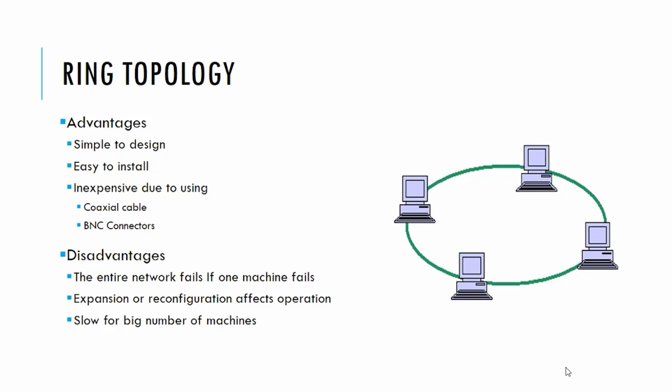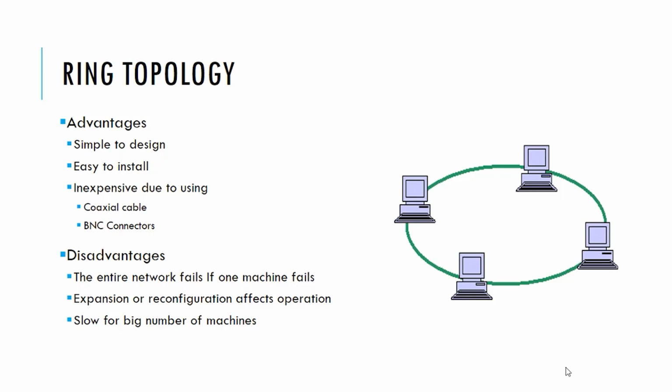The expansion of this network or reconfiguration affects operation. Imagine that you want to expand this network. You have to stop one of the machines, add another machine. You will have to break the ring, and the circulation of messages will stop for some time until you finish the expansion or reconfiguration. Then the operation is restored.